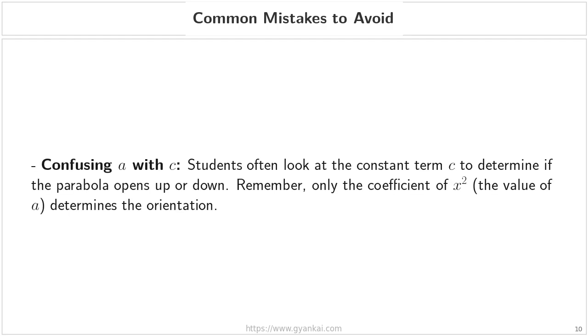First, be very careful not to confuse the coefficient a with the constant term c. When you are trying to decide if your parabola should open upwards or downwards, do not look at the value of c. Instead, always look back at the coefficient of x squared, which is a. It is only the value of a that determines the orientation of the curve.